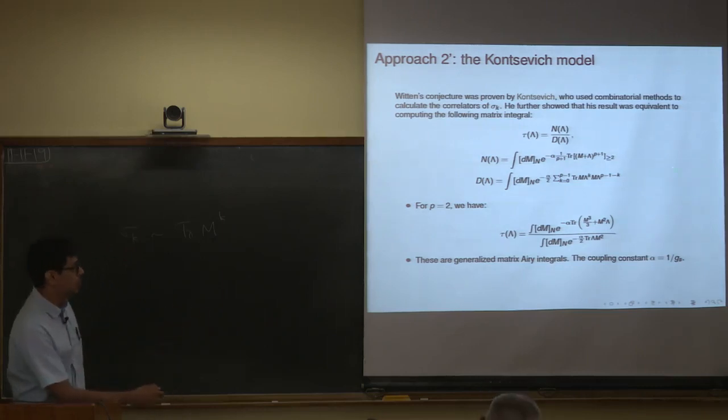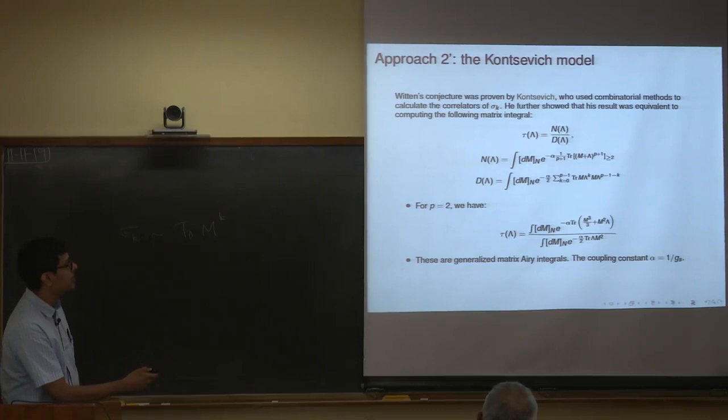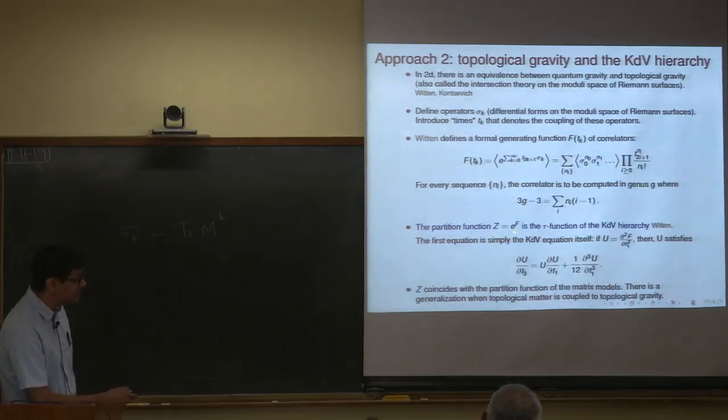Okay, so these are what I call matrix Airy integrals. They are by now very well studied, but he was the first person to introduce this. So the claim is this tau of lambda is essentially, where am I? F. Sorry, is essentially Z.